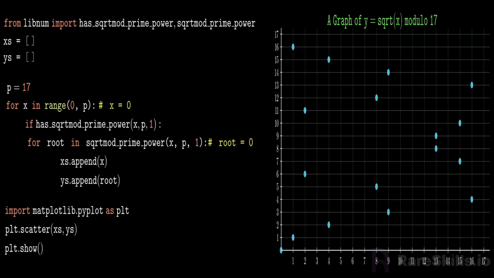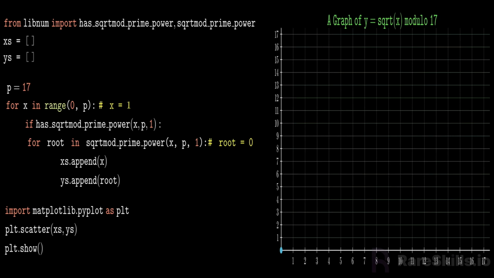First, we loop through every value of x. If the value of x has a modular square root, then we compute it. 0 only has one square root, which is 0, so we'll plot that. And if we check the graph at the point of origin, we see the plot for x is equal to 0.